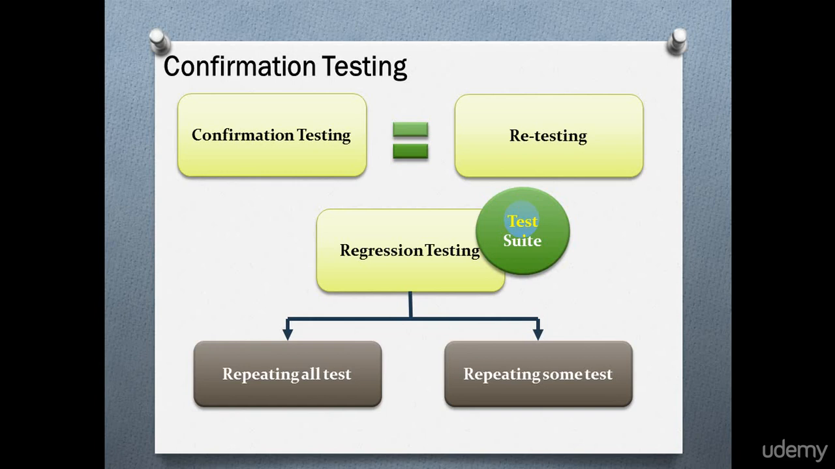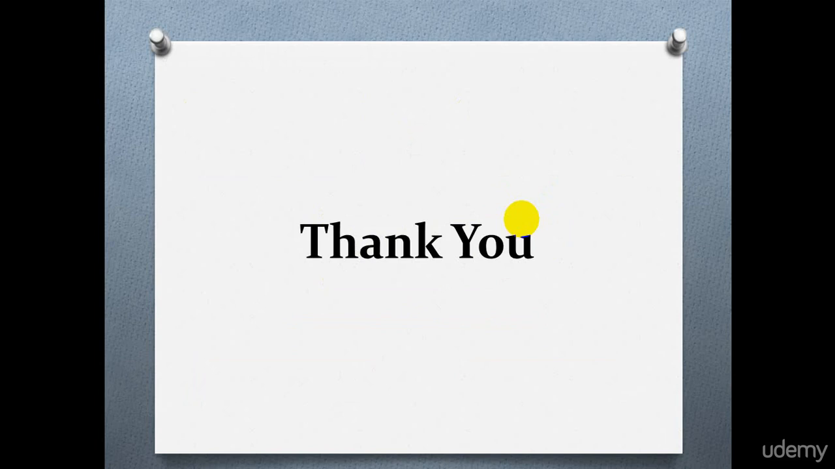If you have sufficient time and resources, you can repeat all the tests in the regression test suite. You should be able to find all the important regression defects, but it is not always possible to repeat all the test cases. Especially if the system is large and complicated, it is not possible every time to perform the regression testing. In such cases, you can repeat only some test cases. So this is all about retesting and regression testing.